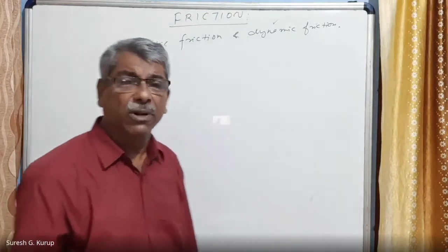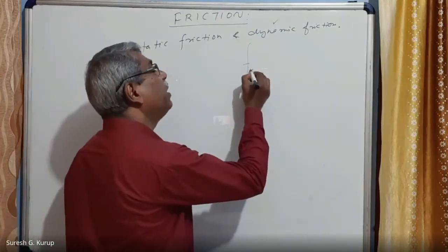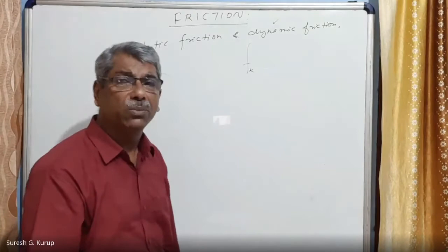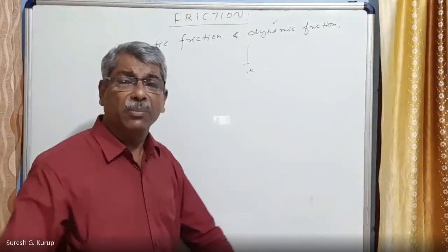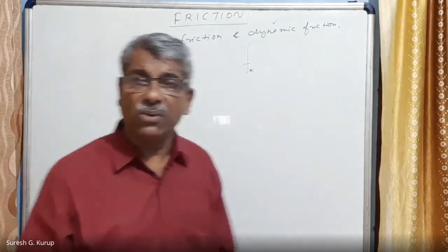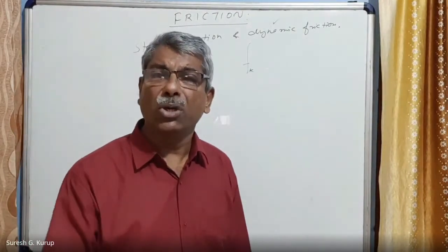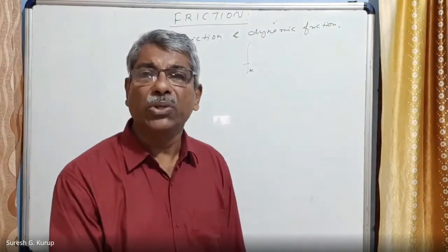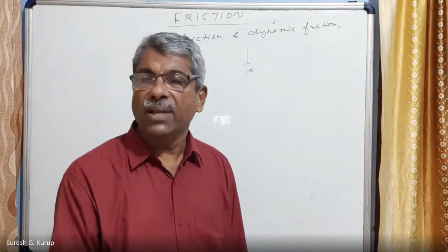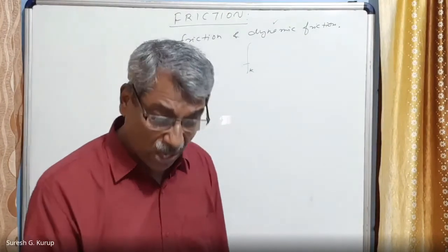Kinetic friction is denoted by a small f with a k at the right bottom corner. This is Fk. That means when a body moves on the surface of another body, the force of friction acting between these two bodies is called the kinetic friction. Always, kinetic friction also acts in a direction opposite to the direction of motion of the body, right?